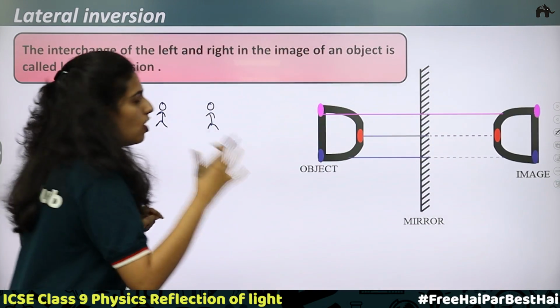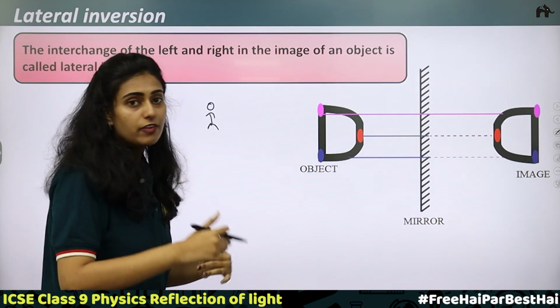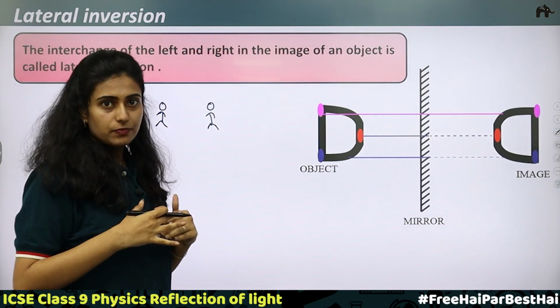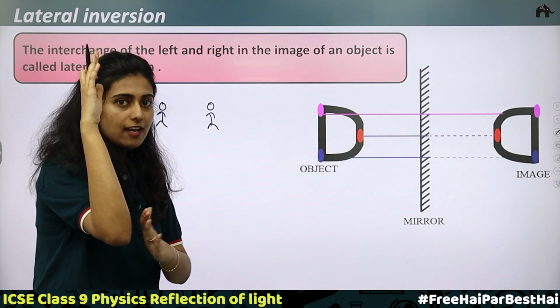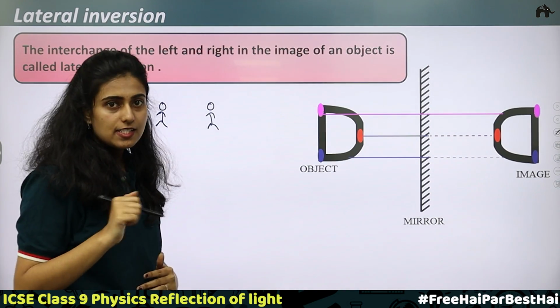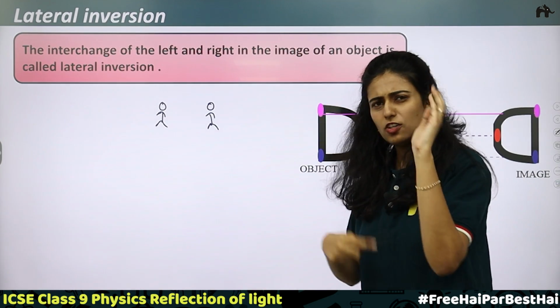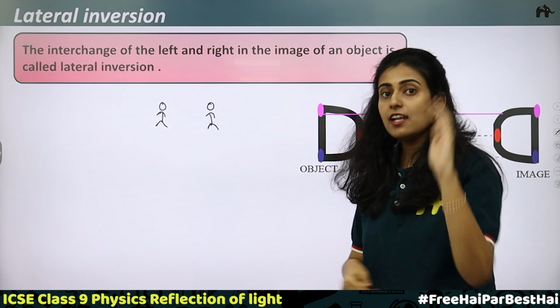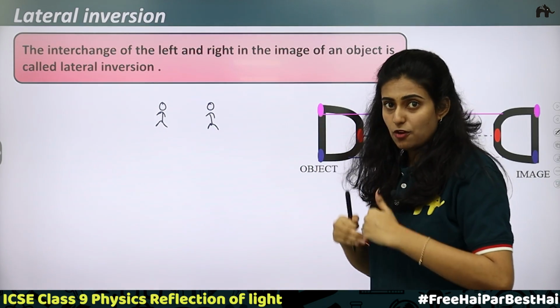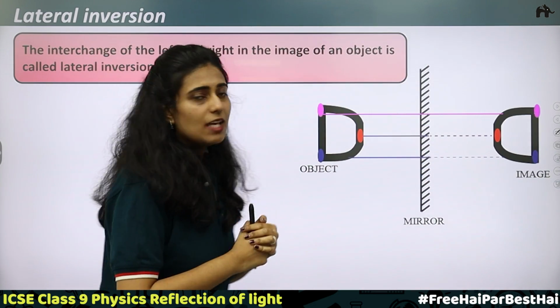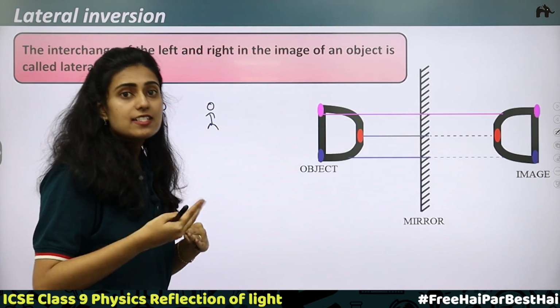Now consider your image. You are standing in front of a plane mirror, and you will be able to see the image of yourself. When you lift your right hand, in the mirror it appears like this. You can just try this. Lifting your right hand, you will feel that your image is lifting his left hand. So why is this difference happening? This is because of lateral inversion.